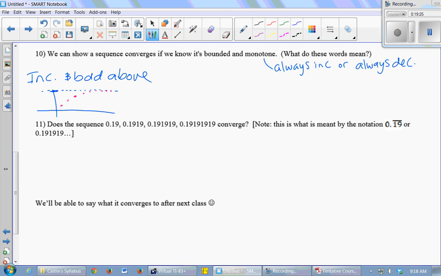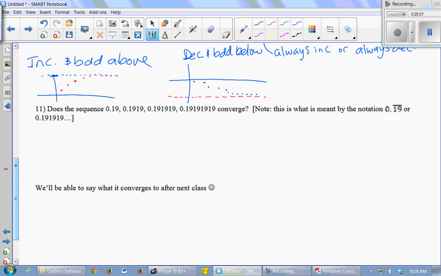And then there's another analogous case, always decreasing and bounded below. So if you've got some lower bound and your function is always decreasing but can never go lower than that bound, no matter how it does it, it has to approach a limit. Okay, so if you can show that a sequence is bounded and monotone in either direction, you can know that it converges.